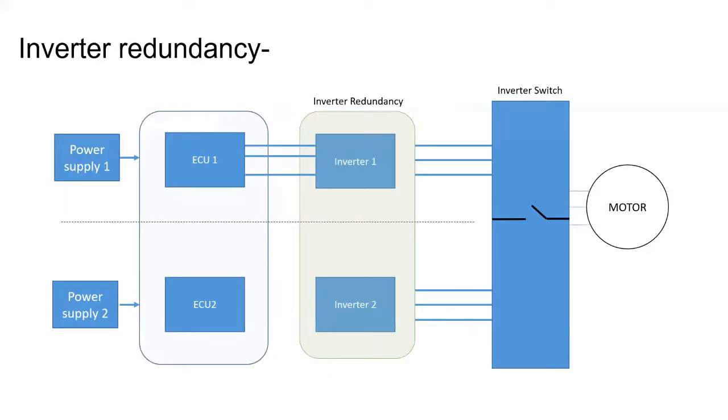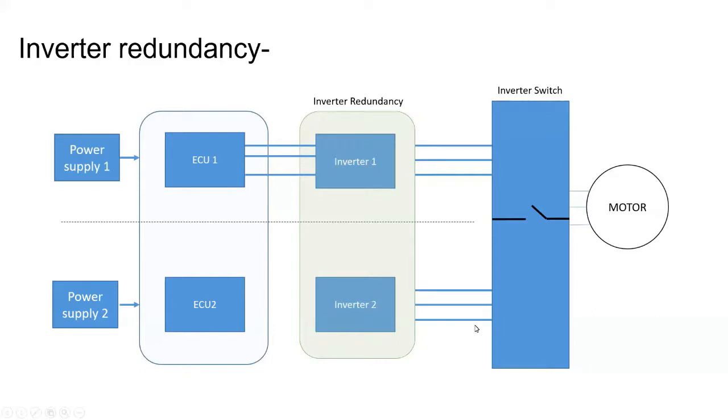Now I move on to something called the inverter. How do we bring down the inverter failure condition? For the inverter case, we have different methods, but usually it boils down to redundancy in inverters. That means the architecture is going to lead to something we call a dual redundant system. We'll have two inverters, two ECUs, two power supplies, and an inverter switch. In one architecture, power supply one, ECU one, and inverter one drive the motor, and in case of an inverter failure, we quickly switch to the other inverter.